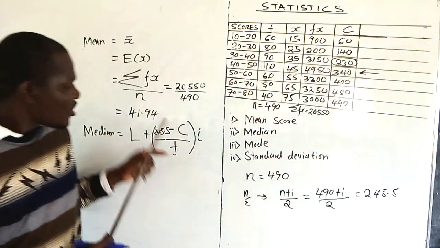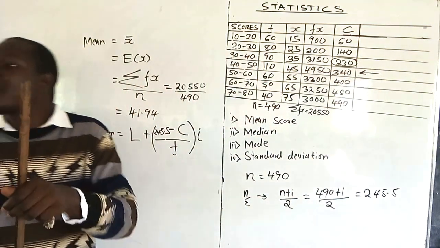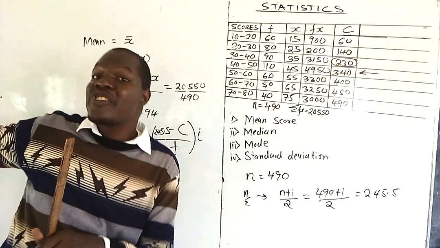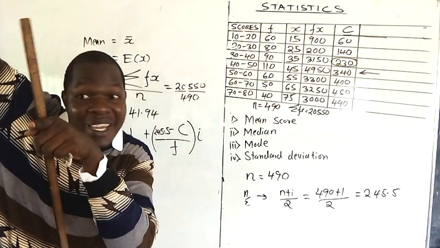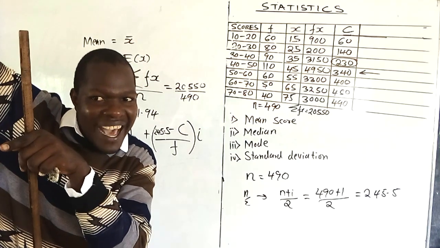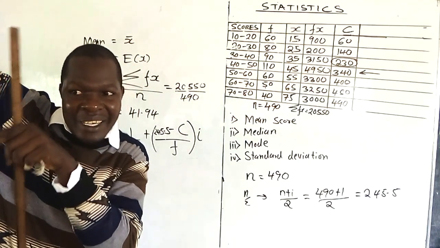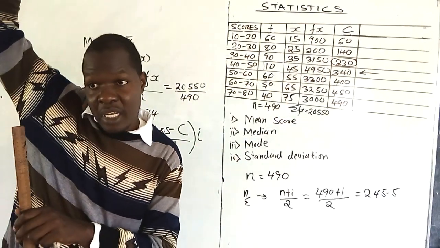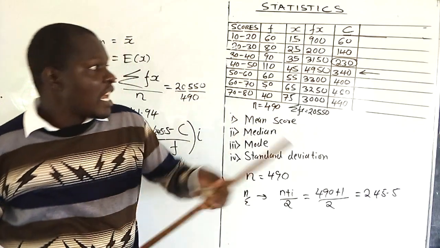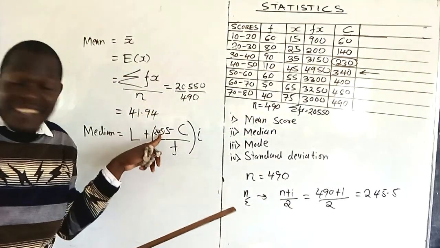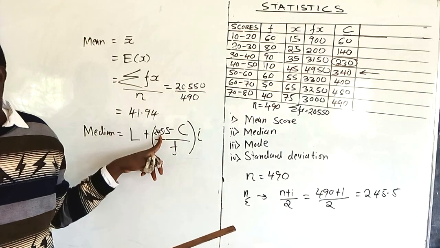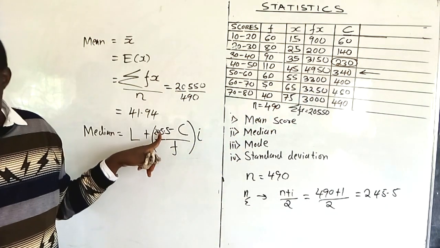Are you seeing? Because C was the cumulative frequency above the median class. Once you've identified C, which is above the median class, the median class is below it. So what is below is the median class. So I've identified C, which must be less than the median value, isn't it? Which is 230, what is less than 245.5.